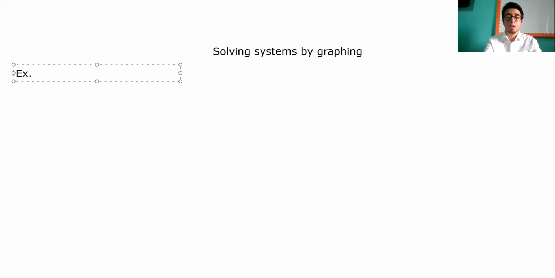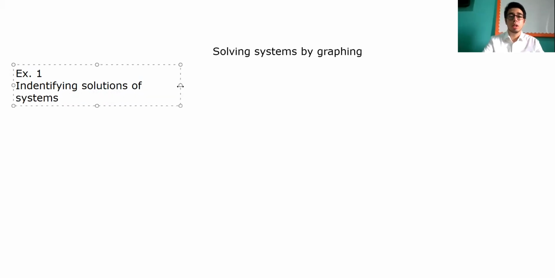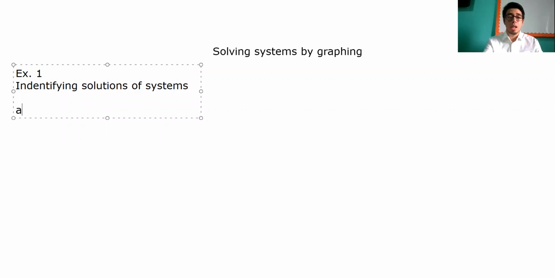So in example 1, I'm going to write it in here. We need to identify. They write identifying, but we don't need everything, so I'm going to write identifying solutions of systems. Okay, I'm going to expand this so you can see it better. In exercise A, for the ordered pair 4, 1, you can see that they give you the value for x and the value for y.